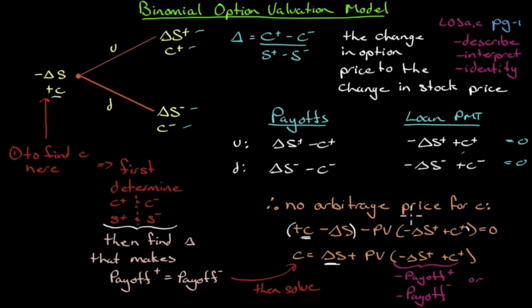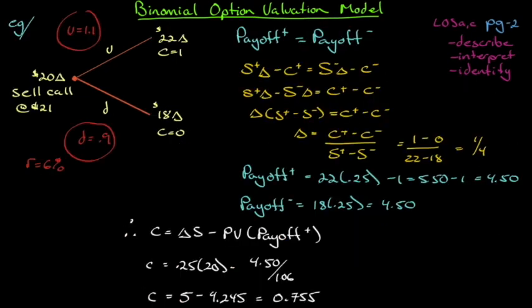Abstractly, it can be confusing. Let me put some numbers behind this and show you what I mean, and then you'll go, oh, okay, I get it now. All right, let's have a look at this little example here. We have a stock that's $20 and we're going to buy delta units of this $20 stock, and we're going to sell a call at $21. We're going to sell the $21 call.